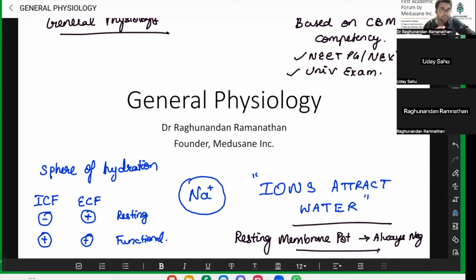Is it only applicable for sodium? No. All ions in your body attract water. So whenever an ionic transfer occurs, it occurs along with water. This is the first concept you are going to understand.